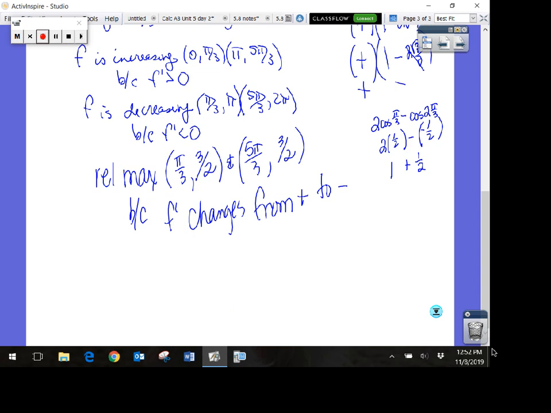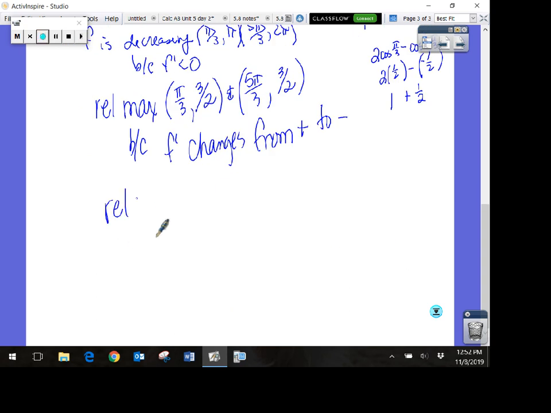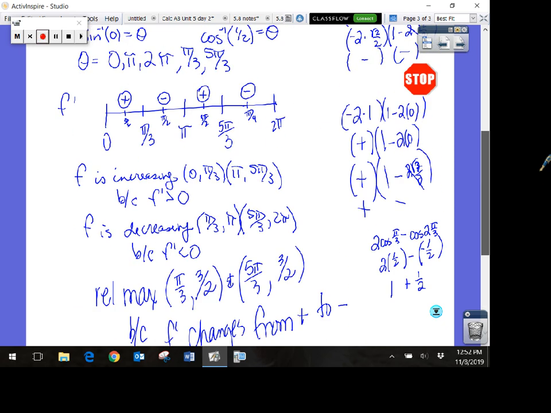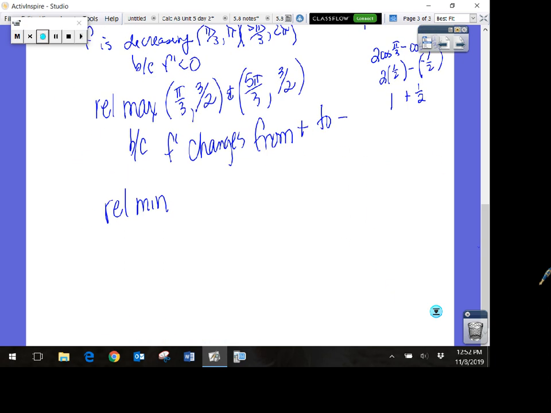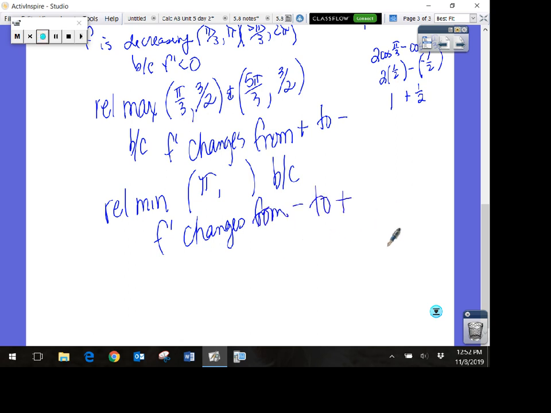Then, we have a relative min, and that's going to be when it goes from negative to positive. So the derivative is going from negative to positive at pi. So relative min at pi, something, because F prime changes from negative to positive. So 2 times cosine of pi minus cosine of 2 pi.